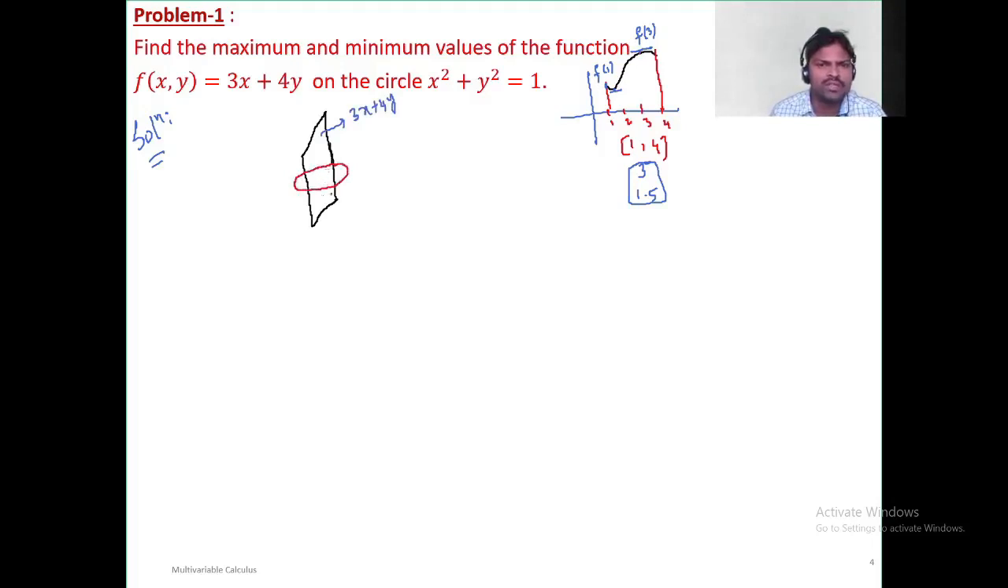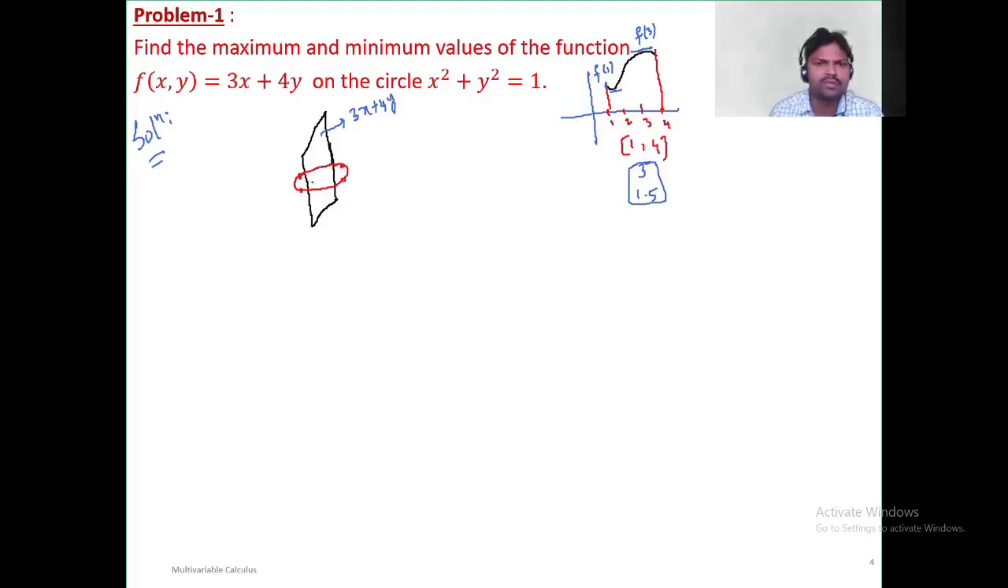Now within the circle, how many points are there on the circle? Infinitely many points. Similarly, how many points are there in the interval 1 to 4? Again, infinitely many points: 1, 1.1, 1.2, likewise. Similarly, infinitely many points are there on this circle. Now, for example, at this point the tangent is parallel, and at this point the tangent is parallel. What I mean to say is these 4 points are critical points.